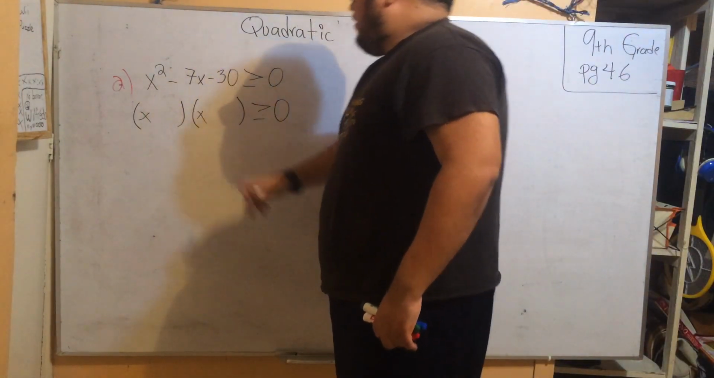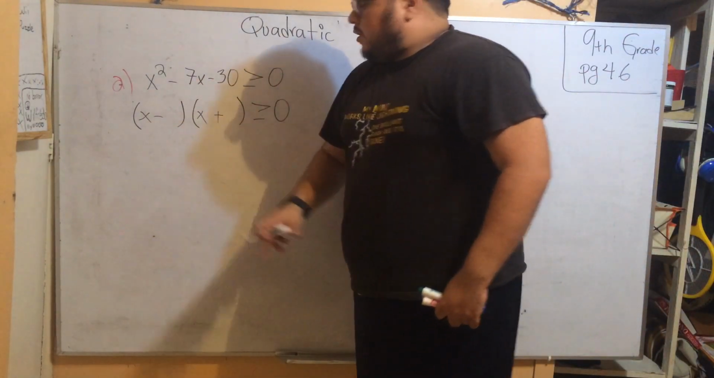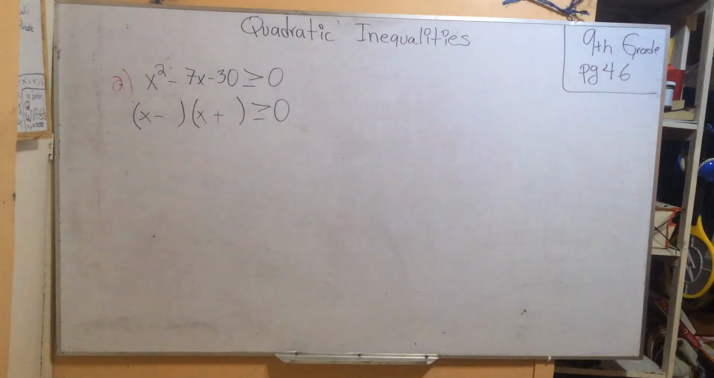We have x, we have x. Then we have the symbols. The first one is negative, negative times negative. The second one is going to be positive. So now we're looking for 2 numbers that multiplied give us 30 and added or subtracted together give us -7. For example, 2 numbers that multiplied give us 30. We can have 15 times 2, we can have 6 times 5.